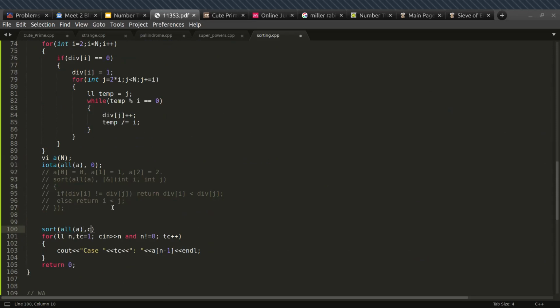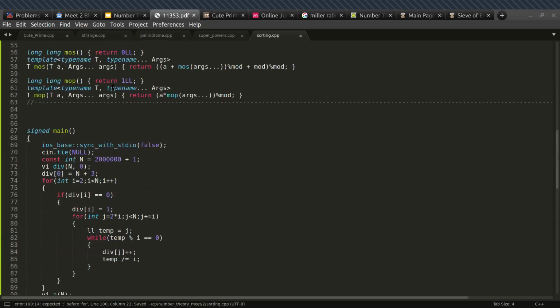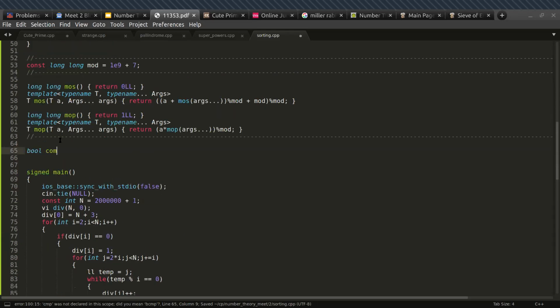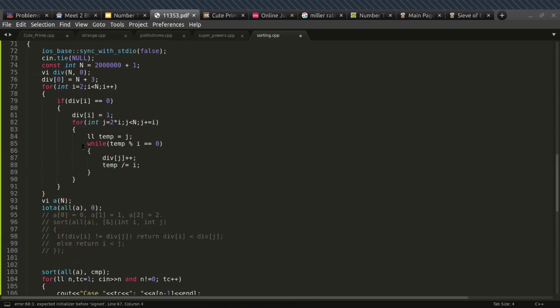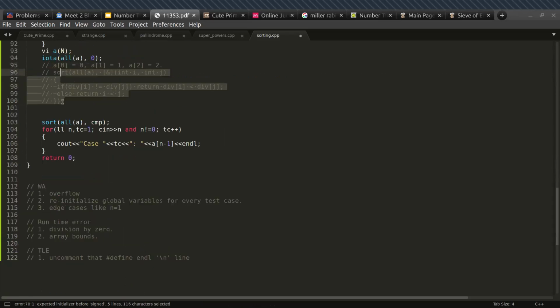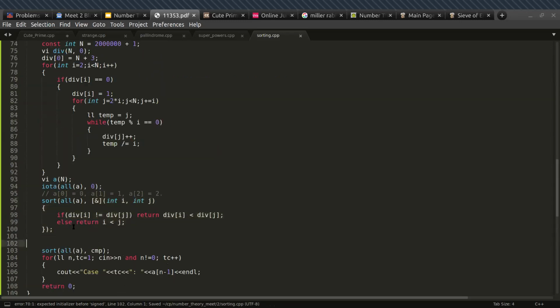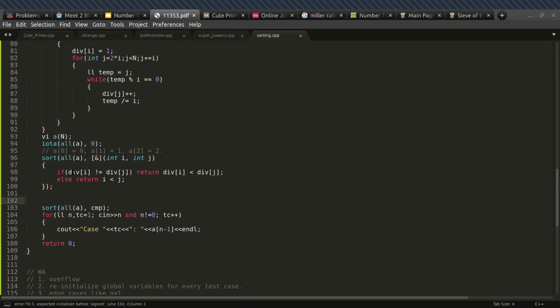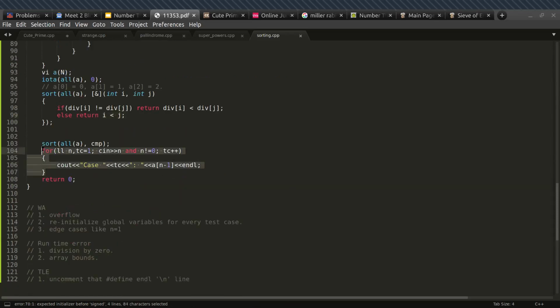Sort all a comma cmp, and you can just make a comparator here, bool cmp, and so this works and this also works. I like to do it this way because I just store the comparator here only. It's no issue. So I check if div I is not equal to div j, I return this. If div I is equal, I return this flag. Else I return the I is less than j flag, and then I iterate over all the test cases and print the answer.